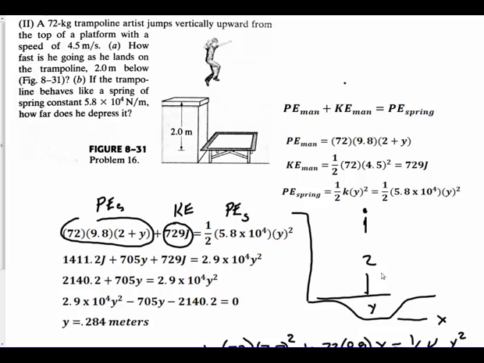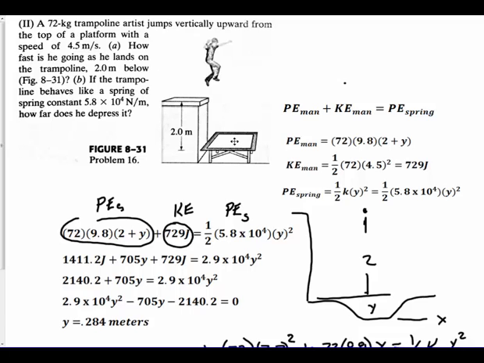What I'm going to do now is set my axis to the bottom of the trampoline when it actually deflects, when the netting deflects. So I know my netting is going to deflect some value of y. I'm going to take all my values now with respect to that. So I go back to his potential energy, which is going to be 72 times 9.8 times 2 plus the deflection. That's 2 plus y. Now his kinetic energy is not going to change. It's going to be 1/2 times mass times 4.5 squared.